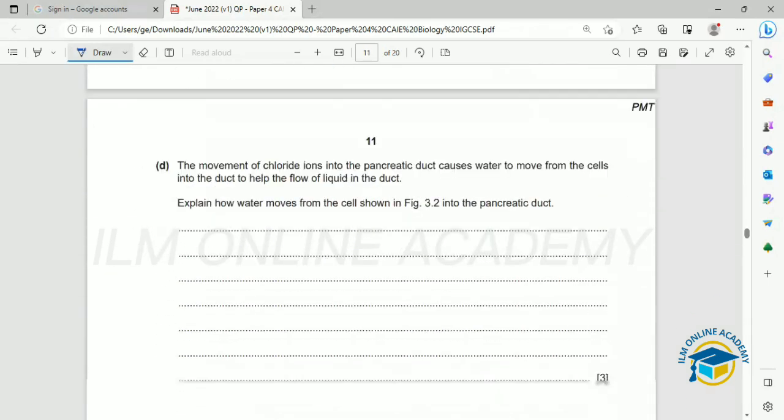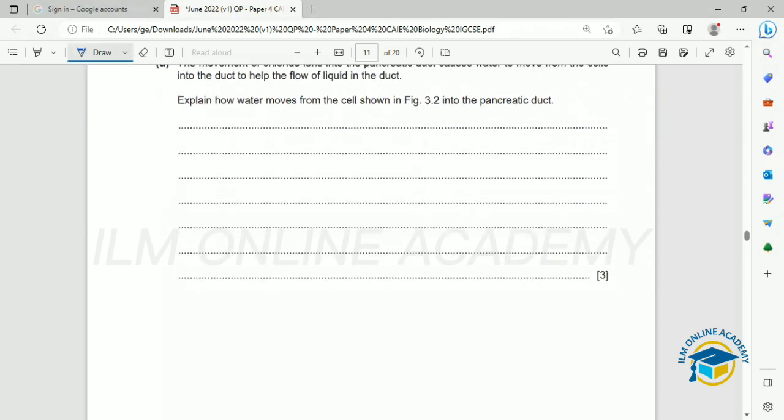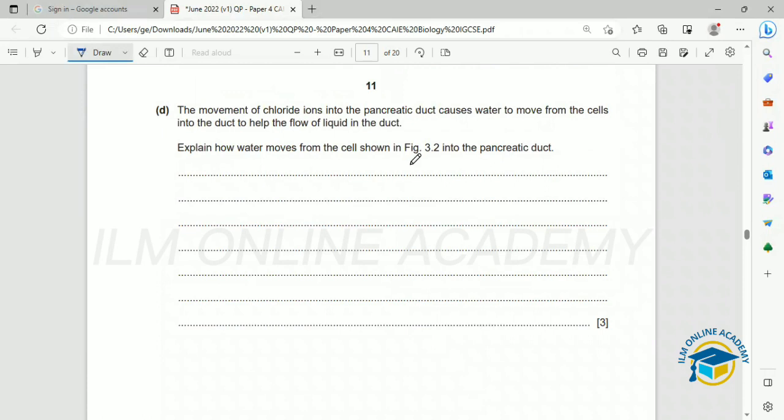Then the next question is about the movement of chloride ions into the pancreatic duct. The movement of chloride ions into the pancreatic duct causes water to move from the cells into the duct to help the flow of liquid in the duct. Explain how water moves from the cell into the pancreatic duct. So they're saying that the chloride ions are moving from that cell to the pancreatic duct, and that is also causing the water to move from the cells into the duct to help the liquid flow.